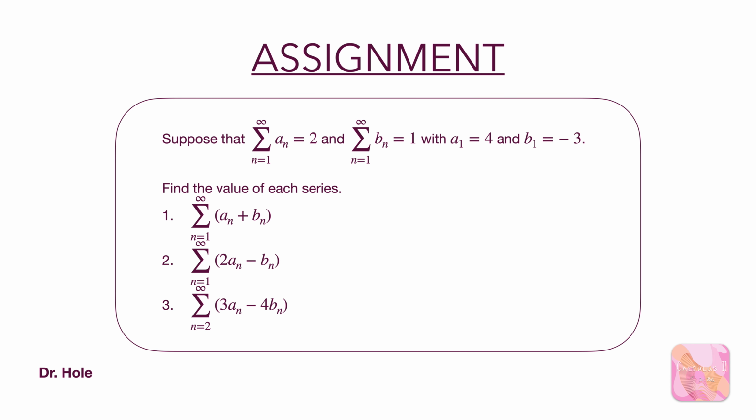Okay, so your turn to play around with these three properties. Assume that the value for capital A is 2, the value for capital B is 1. Note well that you're also provided with the value of the very first term, a_1, and the value of the very first term, b_1. Good. So that piece of information, a_1 and b_1, are relevant in analyzing number 3. Excellent.